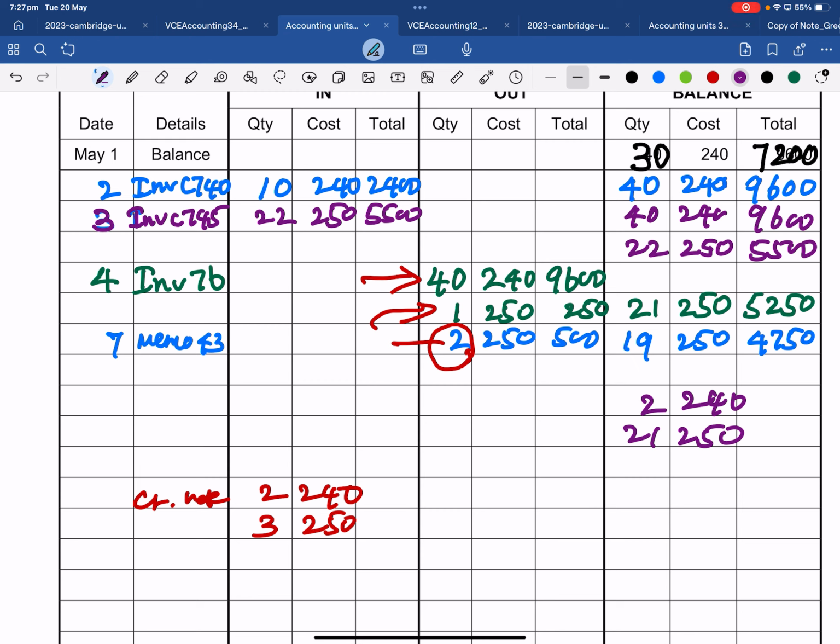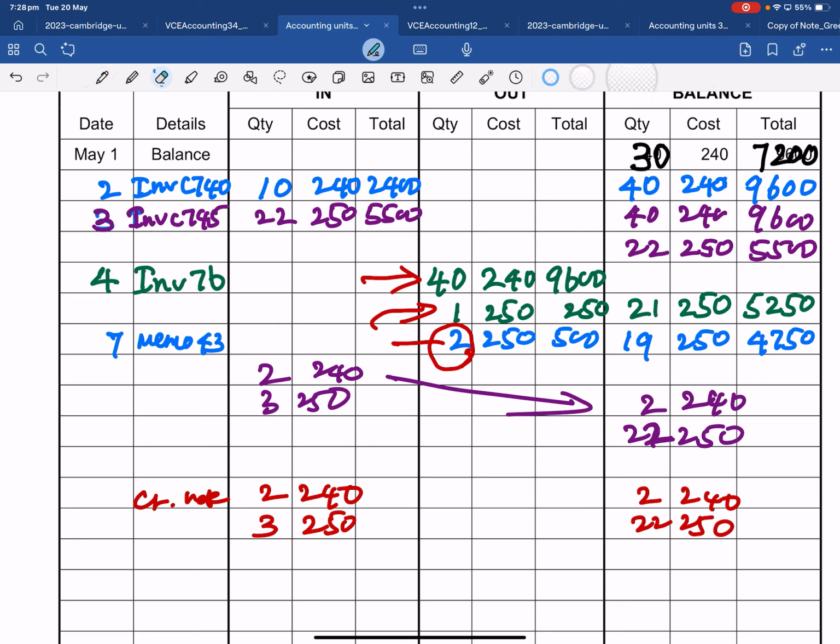You know what I mean? Why? Because we got inventory 2 at 240 and 3 at 250. What will be the balance then? This 22. Sorry? 22. Should be 22. Yep, 22 at 250 and 2 at 240. Yeah, this should have been the balance. Right, I'll write that balance here.